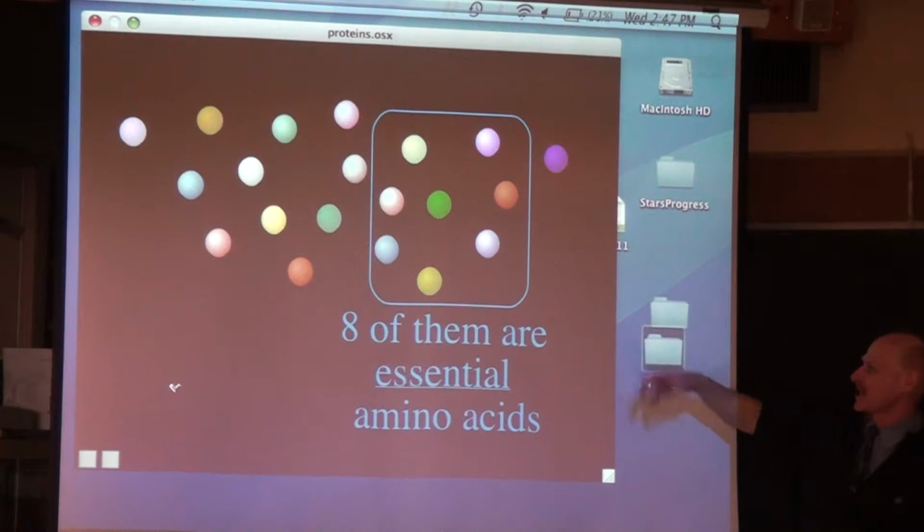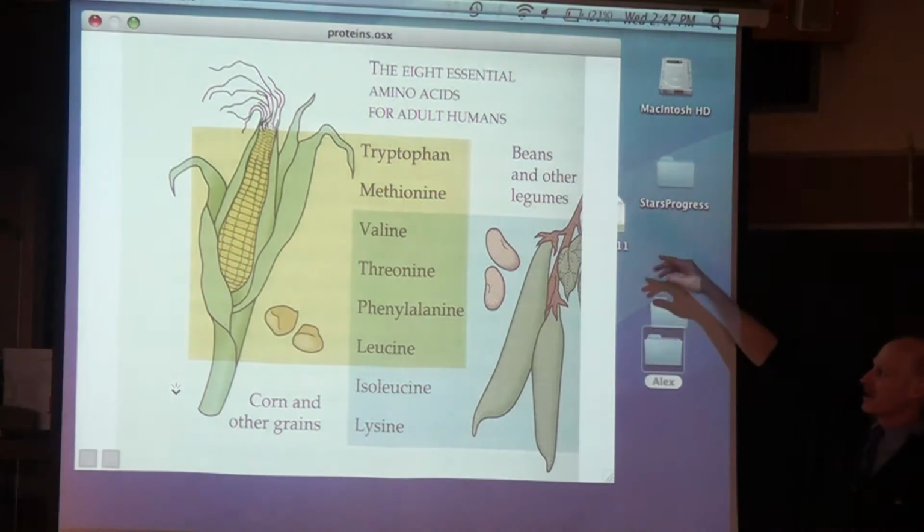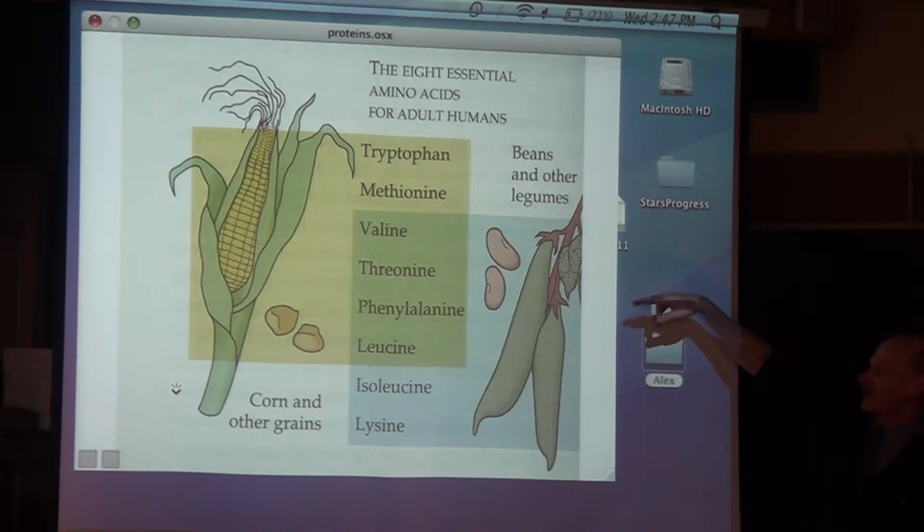And the next slide lists the 8 essential amino acids. You don't have to memorize this. I'm not going to ask you to name them. But they are the amino acids: tryptophan, methionine, valine, threonine, phenylalanine, leucine, isoleucine, and lysine.